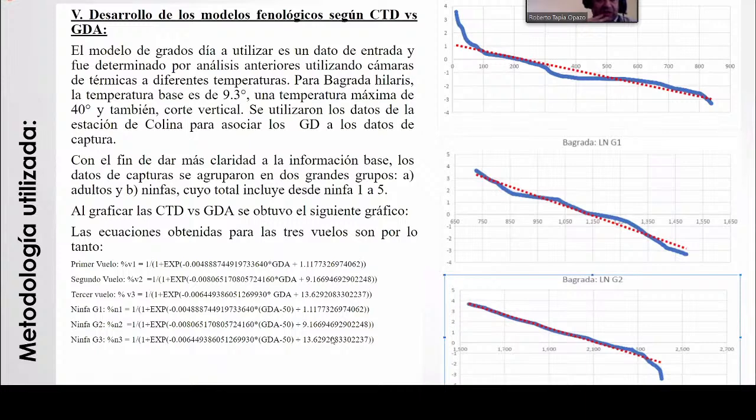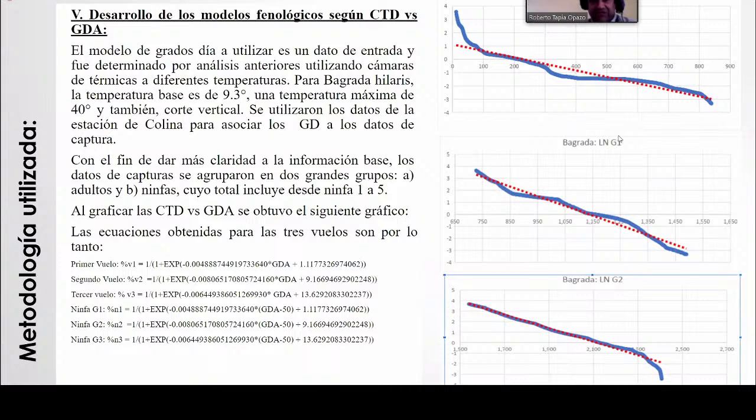Development of phenological models, comparing captures and degree days. Degree days can be used as entry data. To clarify base information, data of captures were grouped in the two groups. And now graphically, we have the following curves or plots. So this is the information, this is the adjusted curve.